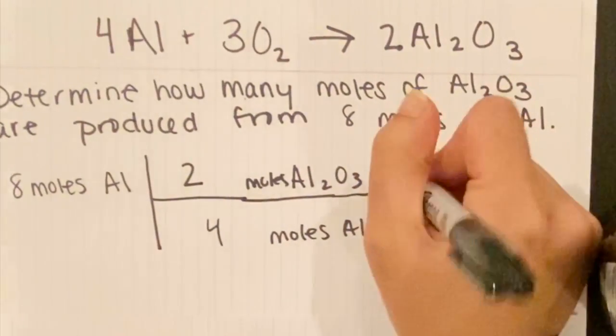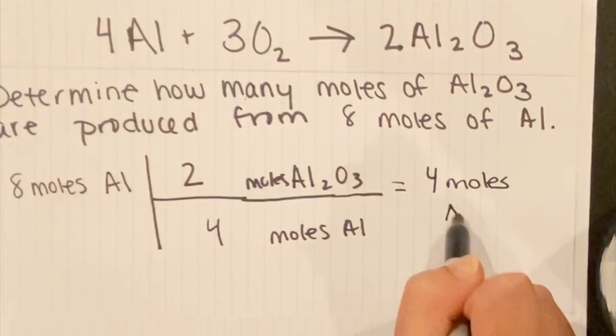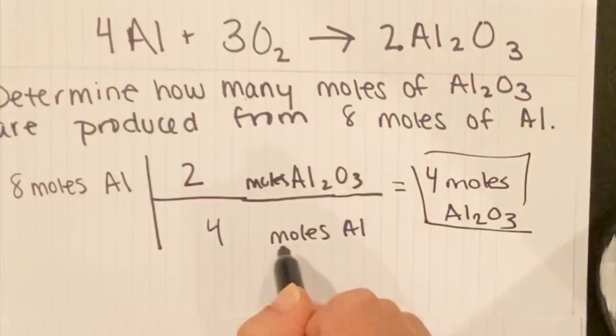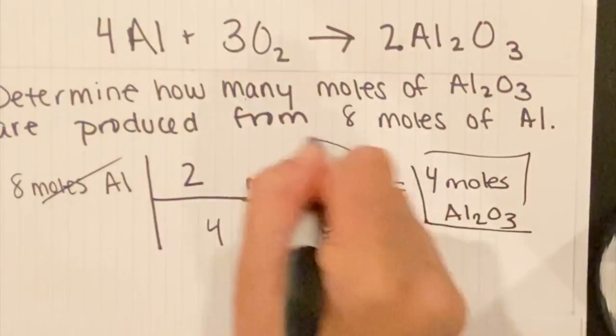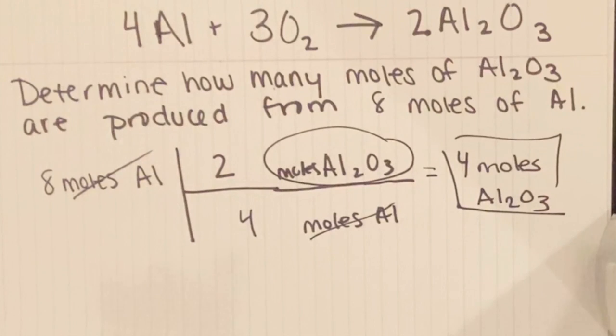So it'll be 4 moles of aluminum oxide, right? Because these cancel out, those units cancel out, and I'm left with that. That's it. Simple, right? So basically the key to this, the way to use your mole-to-mole ratio is just the coefficients in the balanced equation, right? So just make sure your equation is balanced and that's it. You just fill it in.